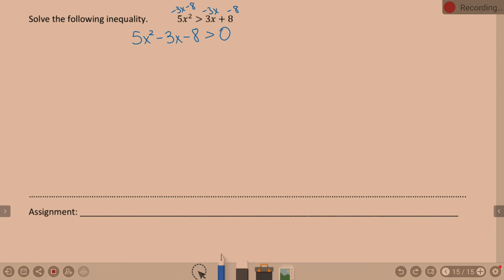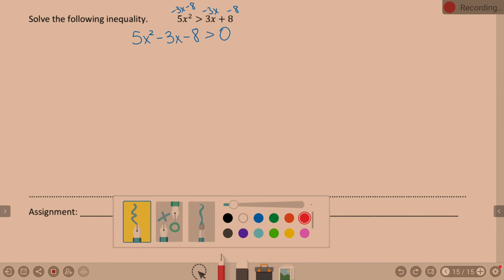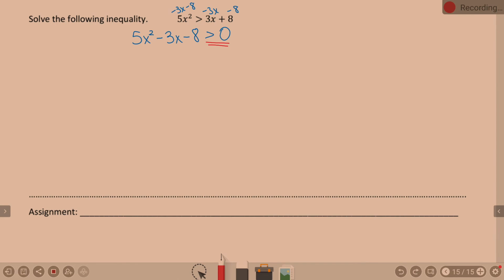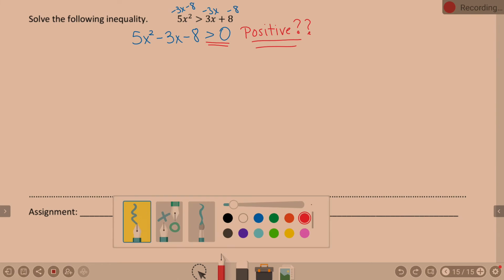Now, what does that mean I'm going to be asking? If it says greater than 0, what are we going to be asking in the end? When is it positive? Because it says greater than 0, I'm going to be looking for where are my positive intervals. So do you understand how to read that question? Okay. So we need to do some factoring.